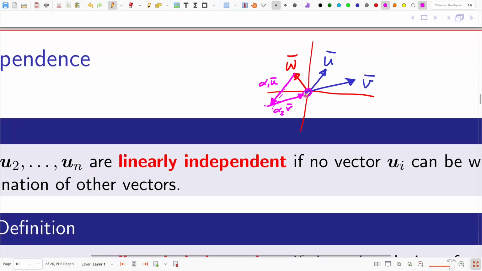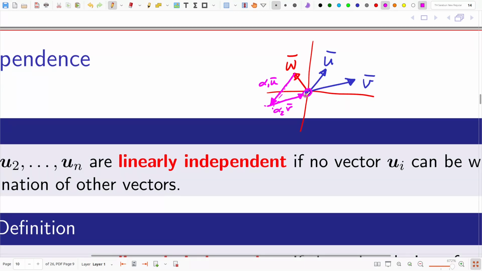In this case, you can see that if I have these three vectors w, u, and v, okay, I can have some coefficients. I can have a linear combination of these three vectors to get to 0 where some of the coefficients are non-zero. Okay. So in this case, these three vectors are not linearly independent.